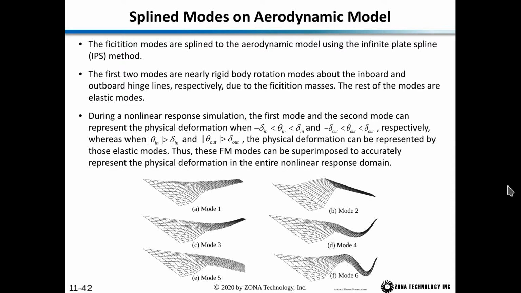Now these are the splined mode shapes on the aerodynamic model. The fictitious mass modes are splined to the aerodynamic model using the infinite plate spline method. The first 2 modes are nearly rigid body rotation modes about the inboard and outboard hinge lines due to the fictitious masses. And the rest of the modes are elastic modes.